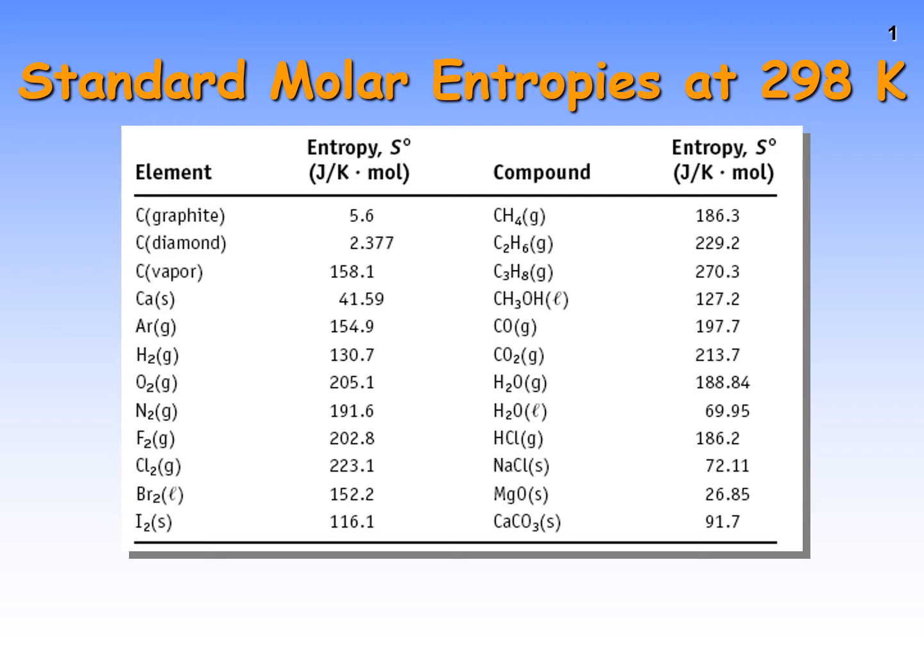If you remember from Chem 1A, there was an equation that we used to calculate delta H of reaction, and it was delta H of reaction is equal to the sum of the delta H naughts of formation of the products minus the sum of delta H naught of formation of the reactants.